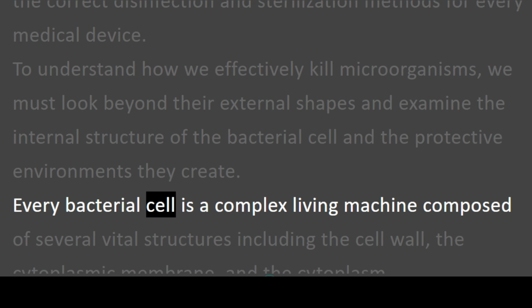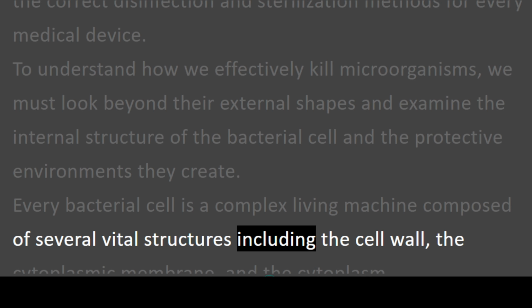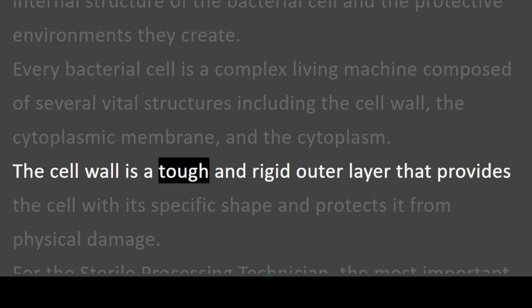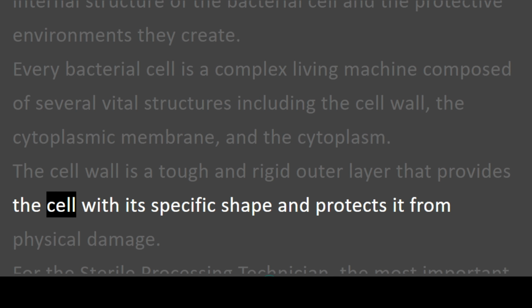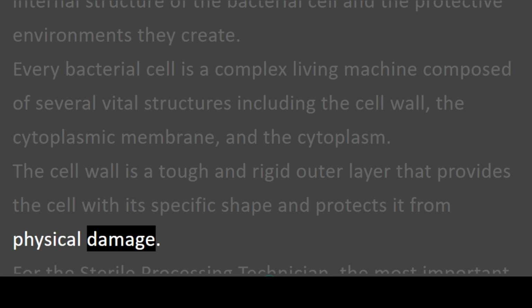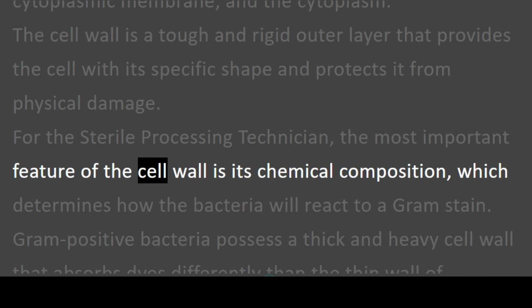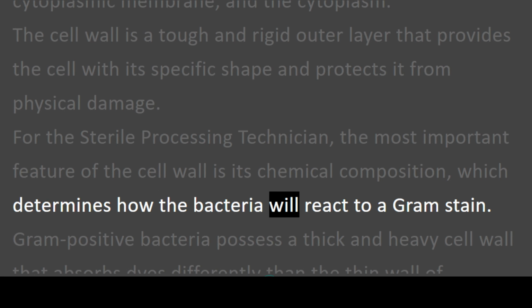Every bacterial cell is a complex living machine composed of several vital structures, including the cell wall, the cytoplasmic membrane, and the cytoplasm. The cell wall is a tough and rigid outer layer that provides the cell with its specific shape and protects it from physical damage. For the sterile processing technician, the most important feature of the cell wall is its chemical composition, which determines how the bacteria will react to a gram stain.